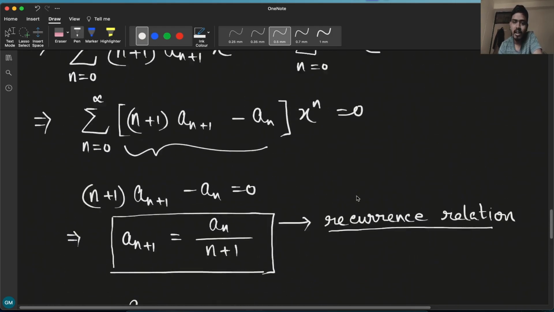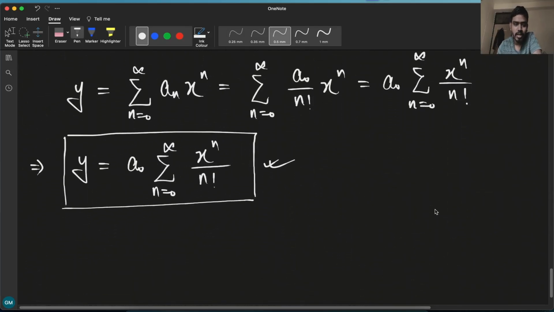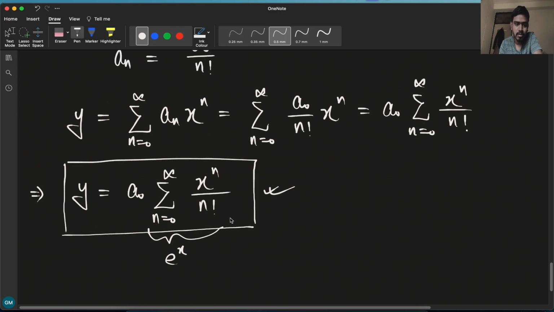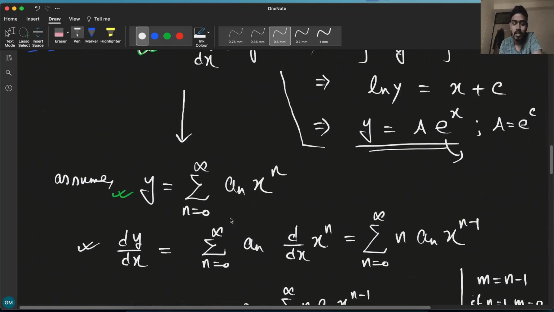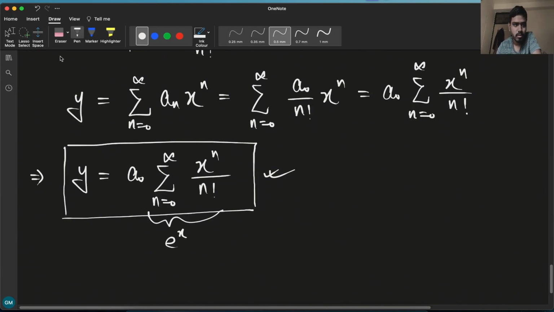Now what was the analytical solution? We know that it was some constant multiplied with e to the power x, and you can see what we are getting here. This is basically the series expansion of e to the power x, no? The Taylor series expansion of e to the power x at x equals 0. So the solution we are getting is very much understandable, no? This is what we are expecting to get.